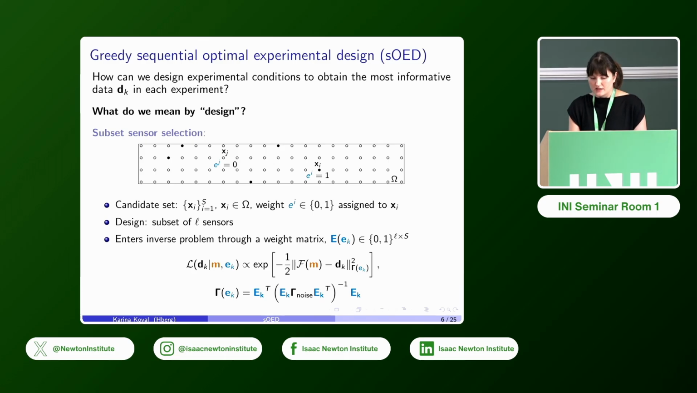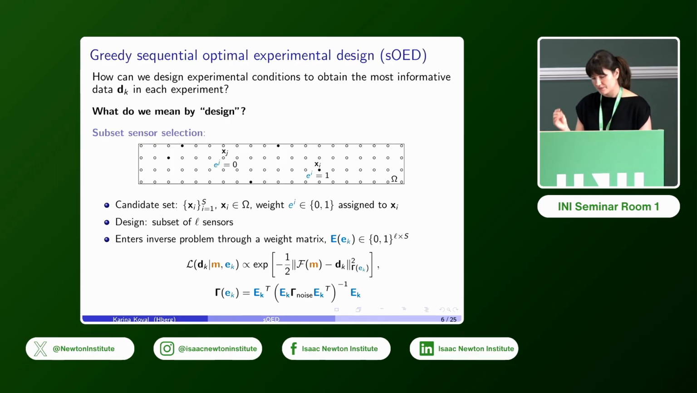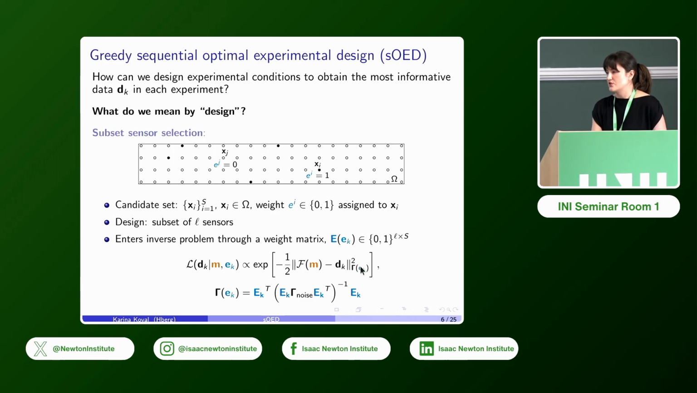And the nice thing about these sensor selection problems is that it's rather straightforward to define how the design enters into the inverse problem. It enters via this binary weight matrix. So this is a rectangular matrix. The number of rows correspond to the number of chosen sensors, and the number of columns to the number of candidates that you have. So this weight matrix essentially is a row or column subset selection matrix. And it enters through the likelihood by modifying this inverse noise covariance term here.